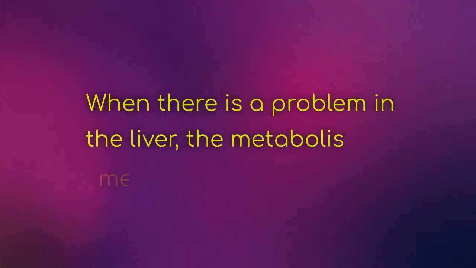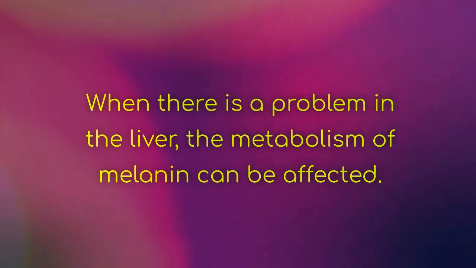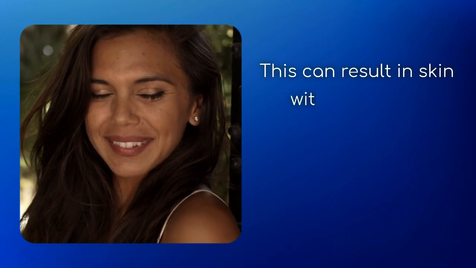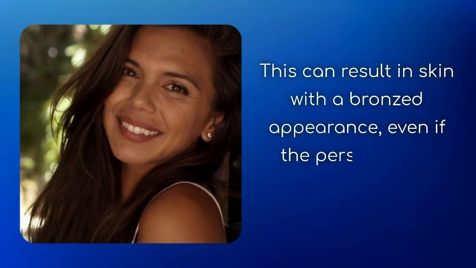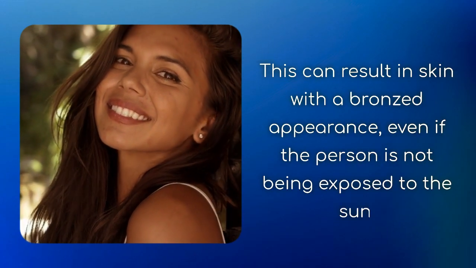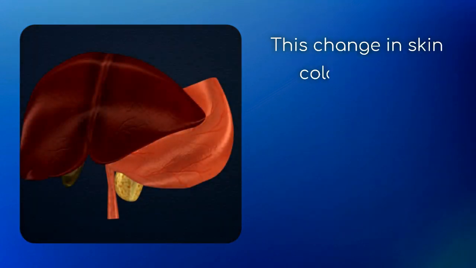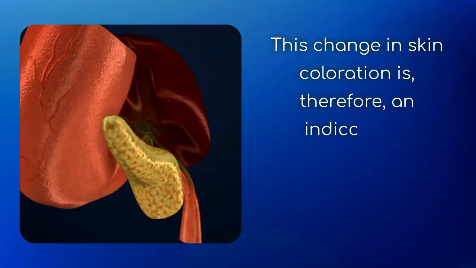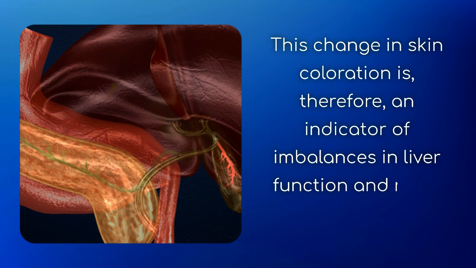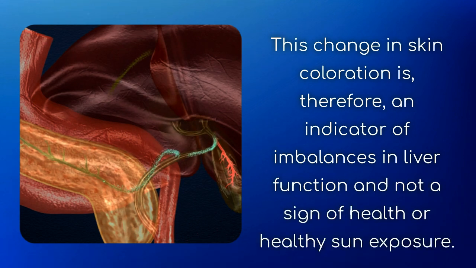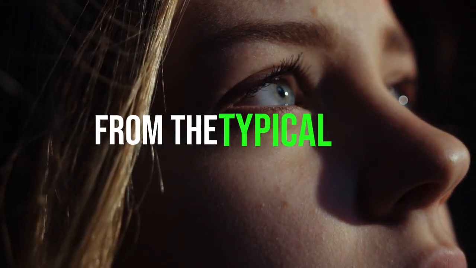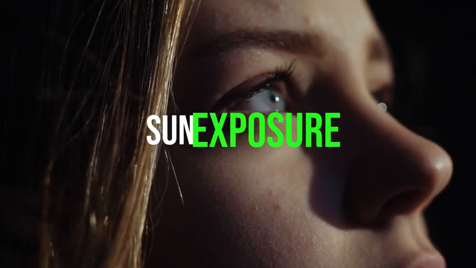When there is a problem in the liver, the metabolism of melanin can be affected. This can result in skin with a bronzed appearance, even if the person is not being exposed to the sun. This change in skin coloration is, therefore, an indicator of imbalances in liver function and not a sign of health or healthy sun exposure. It is a distinct phenomenon from the typical tan obtained through sun exposure.